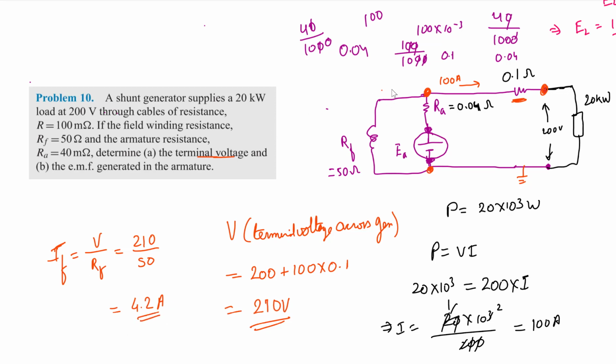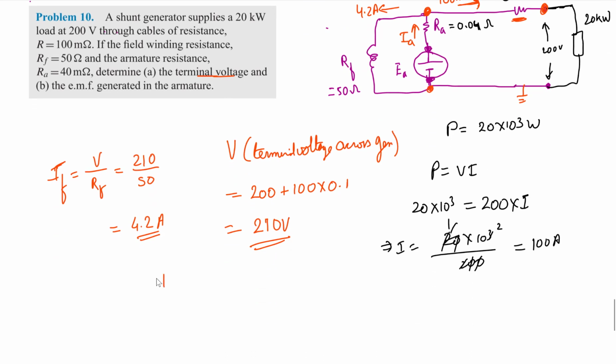Here 4.2 ampere of current is going, and here 100 ampere is going. So the armature current IA is the sum of these two currents. The armature current is equal to IF plus this I.